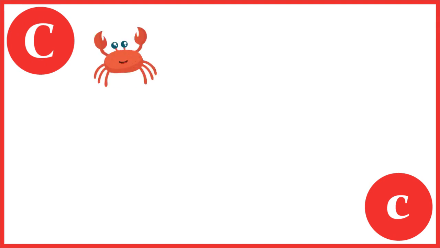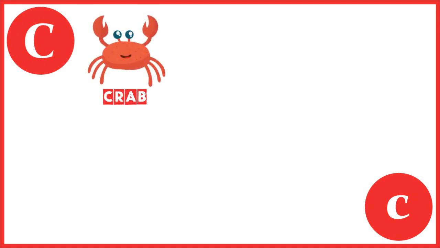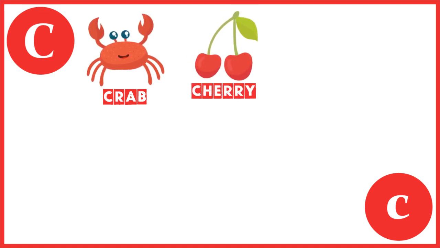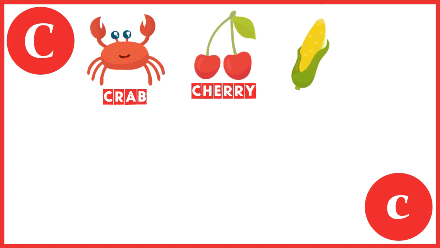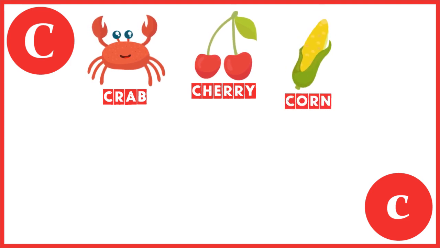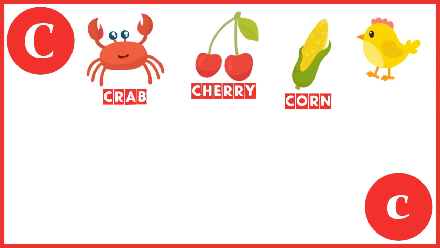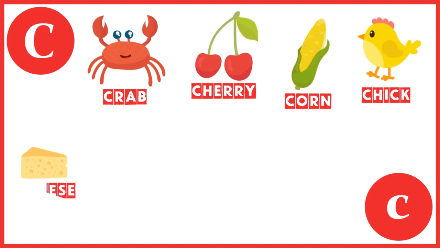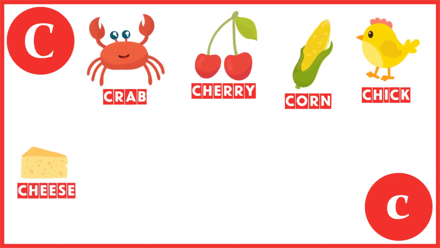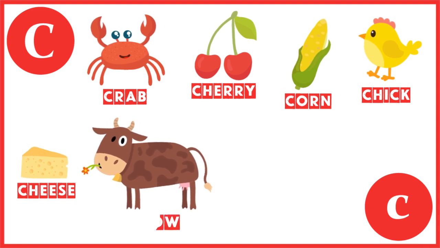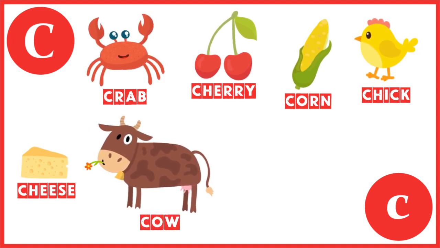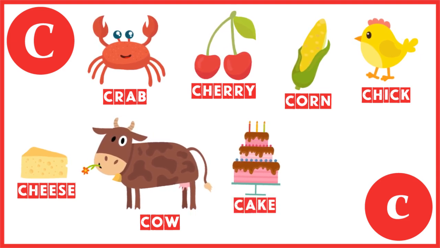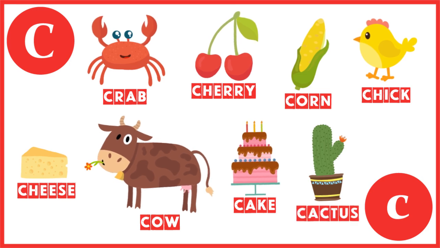C. C for crab. C for cherry. C for corn. C for chick. C for cheese. C for cow. C for cake. C for cactus.